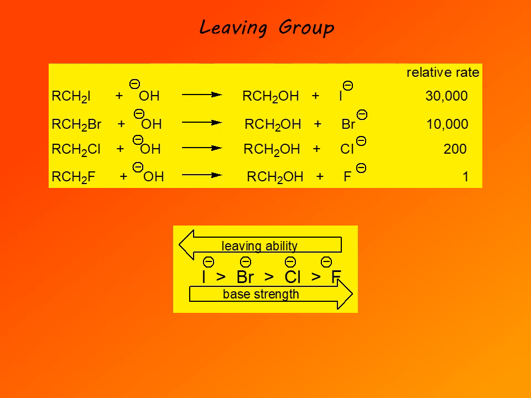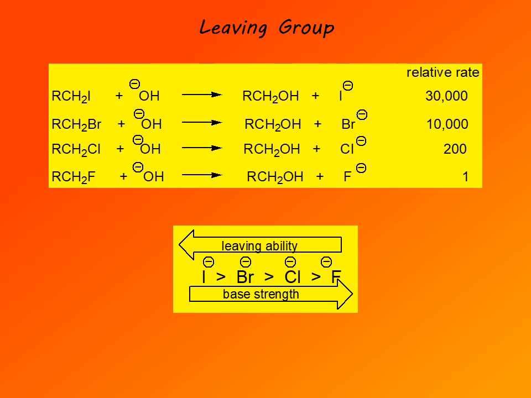We can estimate leaving group ability even without knowing the strength of the carbon-leaving group bond. We can estimate that from base strength. A weak base in general is a good leaving group, a strong base is a poor leaving group. So when we arrange halide anions in the order of base strength, the iodide anion is the weakest base and the best leaving group, while the fluoride anion is the strongest base and the weakest leaving group.